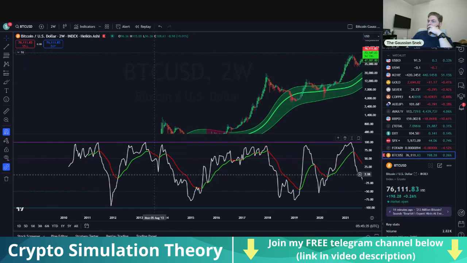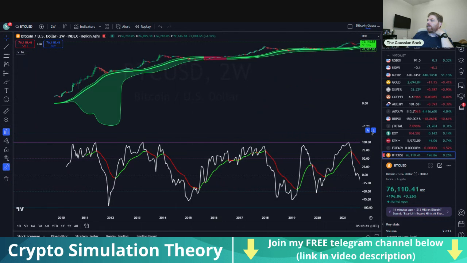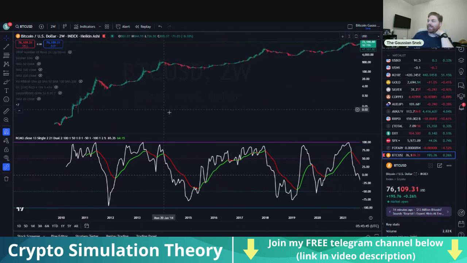Okay, this is the 2-week RCMO, or reverse Chande momentum oscillator, or price momentum oscillator, as I like to call it. And I think I'm going to take off the Gaussian channel. So you see Bitcoin's price trajectory over the years, and major tops have typically occurred when we have gotten close to this purple line, which is an RCMO score of 100. Generally, that just means that the ROI from the major cycle bottom is exhausted.